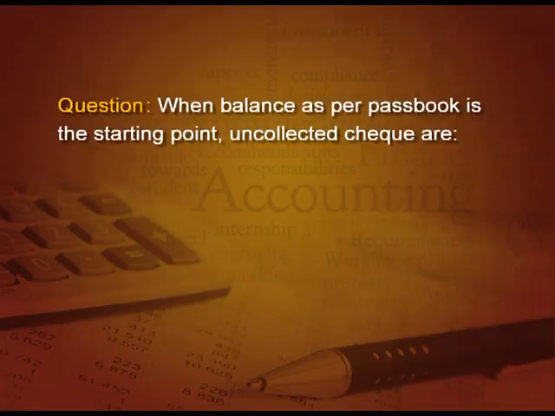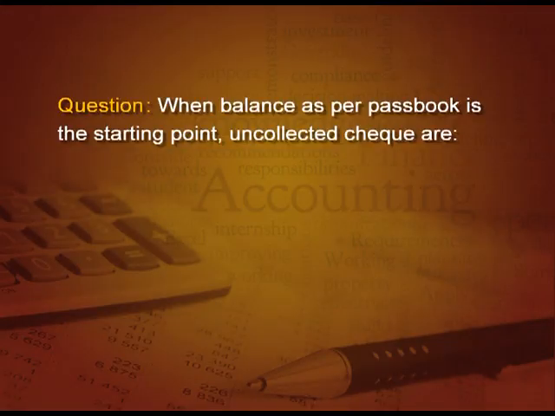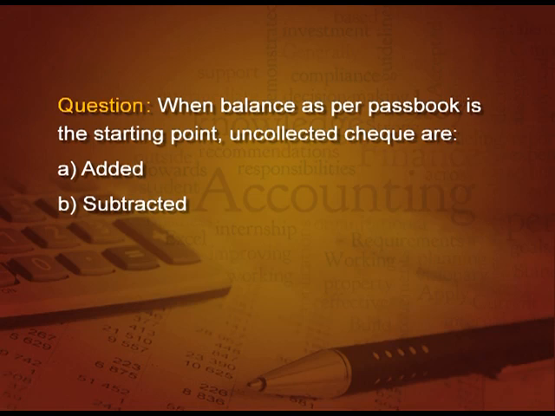Next question, when balance as per passbook is the starting point, uncollected check, uncollected means you have deposited but they have not been credited in the bank, uncollected. Please see once again, when balance as per passbook is the starting point, uncollected check will be A. added, B. subtracted, C. none of these. Naturally, it will be added, because in passbook you have not added. So, please add.